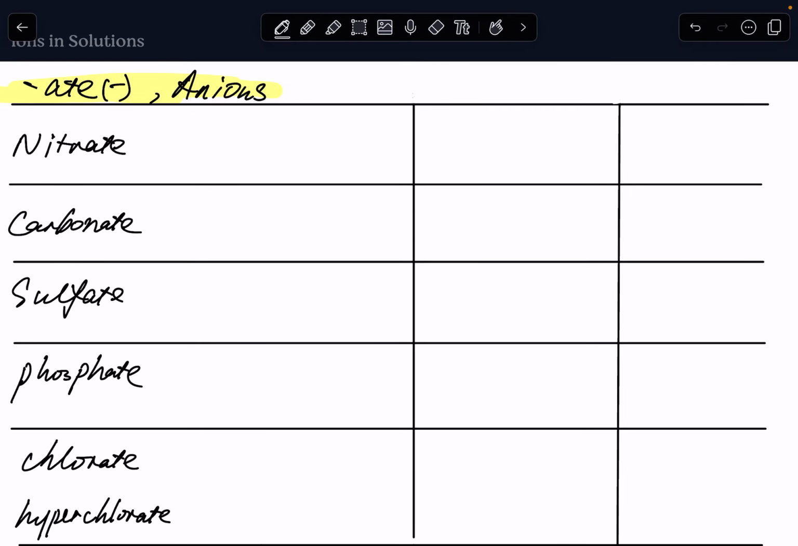So the first one is nitrate, okay? Nitrate is basically nitrogen and 3 oxygens, and it has a net negative charge. If you draw the Lewis structure, you have this, and the negative charge is from this and this. Why? Because this is positive 1, this is negative 1, this is negative 1. So you have a negative 1 net charge, okay? All right, so this is nitrate.